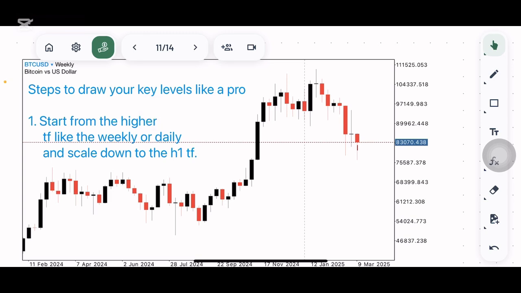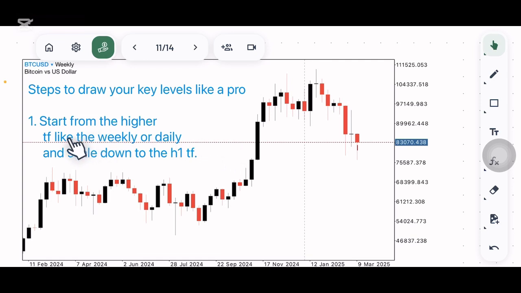If you understand these steps, if you master them, if you memorize them, then you'll be able to draw your key levels like a pro. After showing you these things, we are going to the charts to practice this in real life.